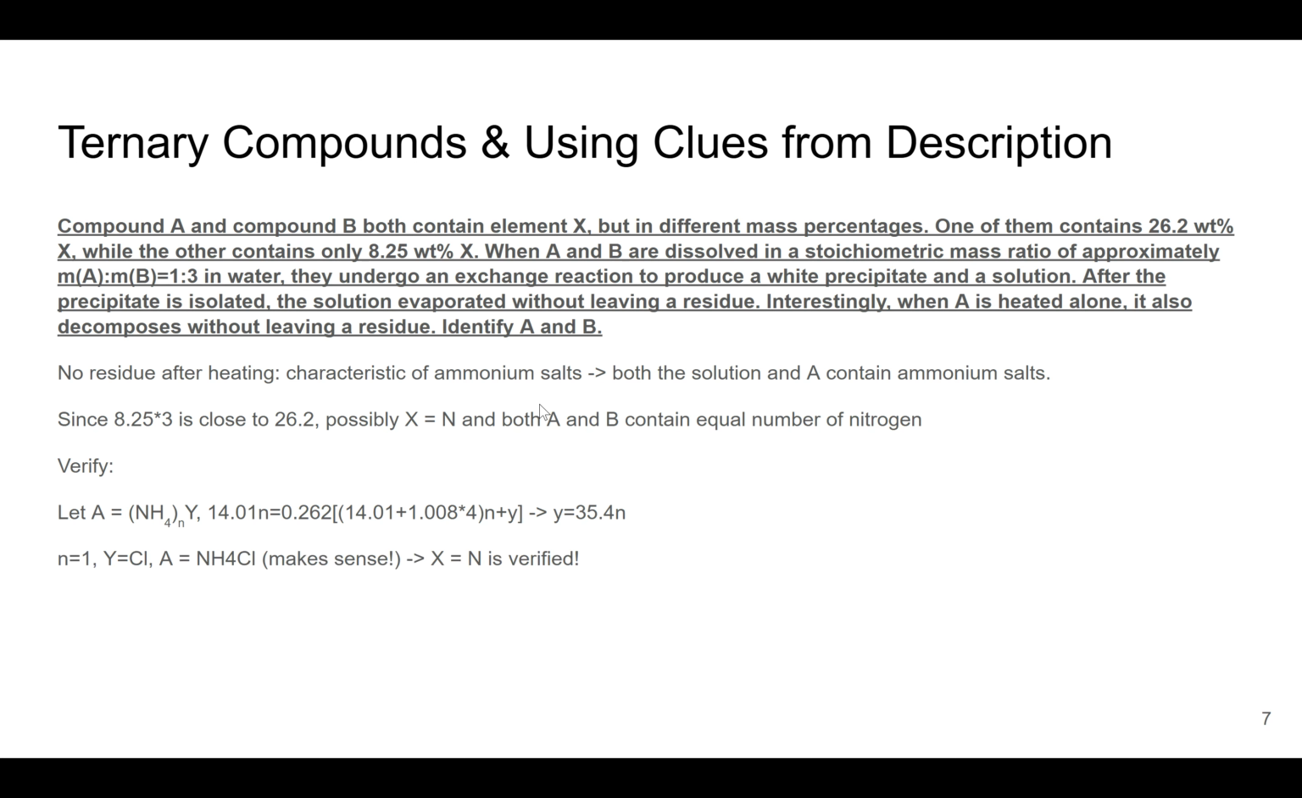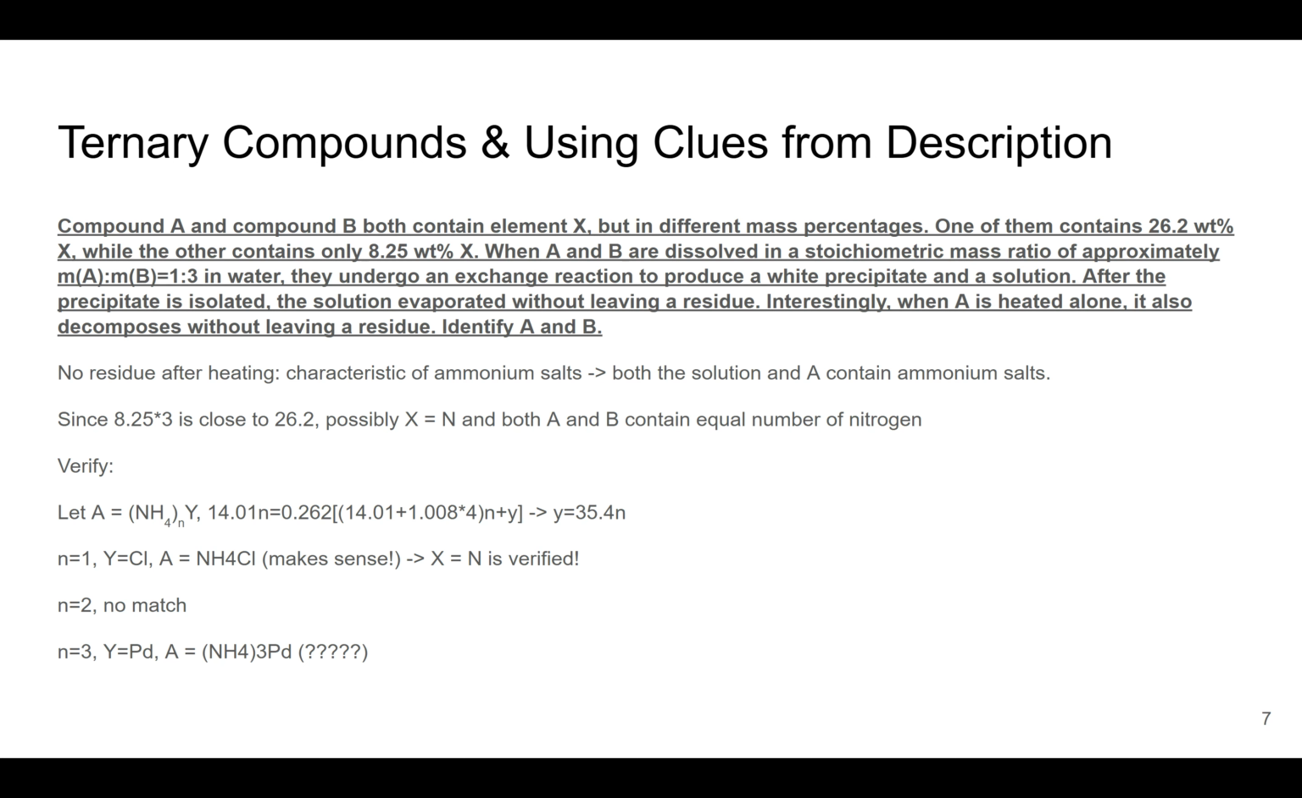And when N equals 1, the small y will just equal 35.4, which is quite close to 35.45, and that's the relative atomic mass of chlorine. So we know that A is possibly NH4Cl, and that really makes sense to us because it is a compound that really exists. So we can call it a day and say that X is nitrogen is verified. However, if you want to be extra safe, we can substitute other values of N. So N equals 2, where there's no match for the relative atomic mass.